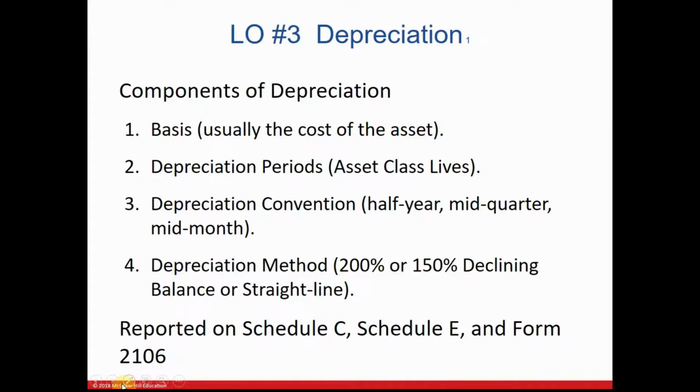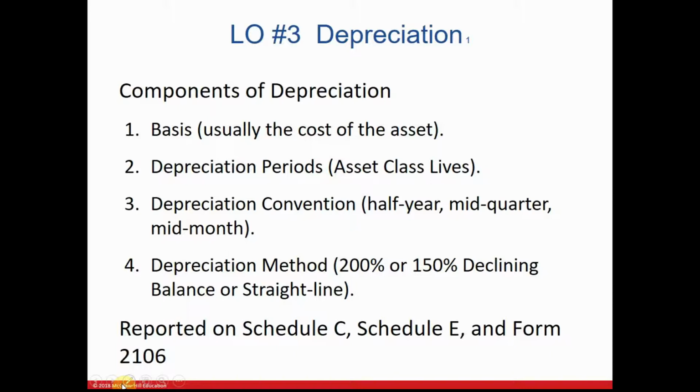And then the mid-month convention applies to real estate, which uses the straight line method. In real estate, it's presumed that no matter when the asset is purchased during the month, the real estate was purchased in the middle of the month. The accelerated depreciation methods that apply to many non-real estate assets are either 200% or 150% of straight line.